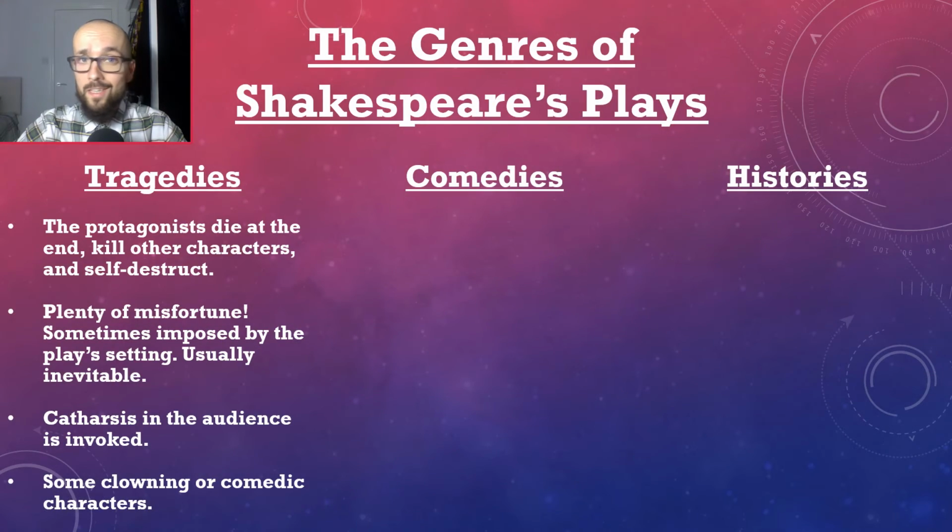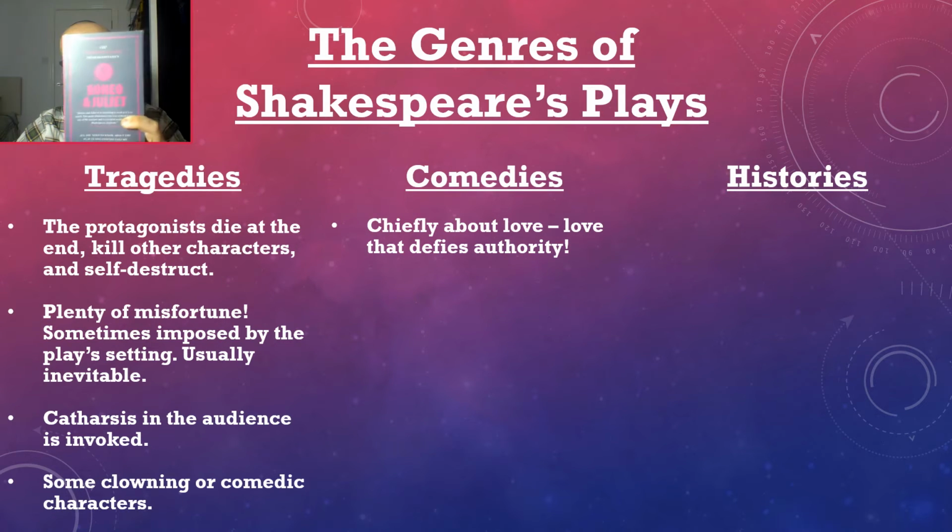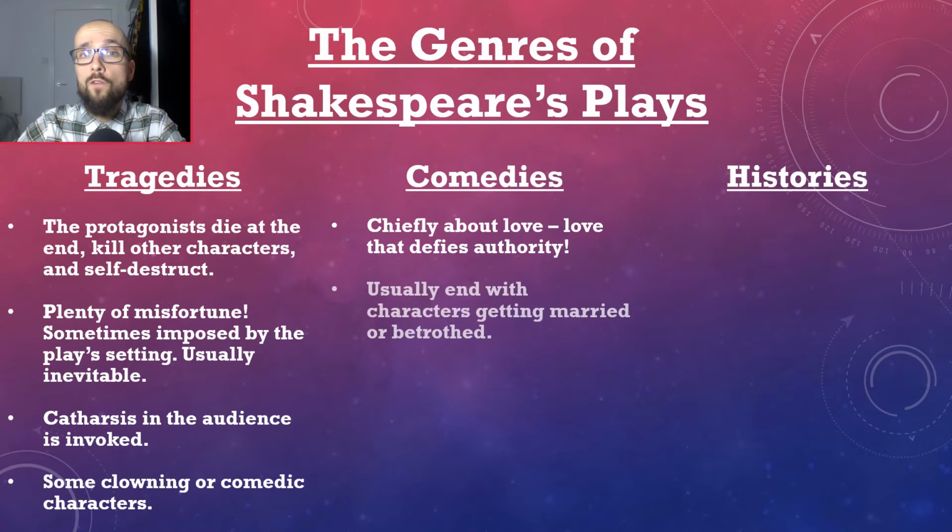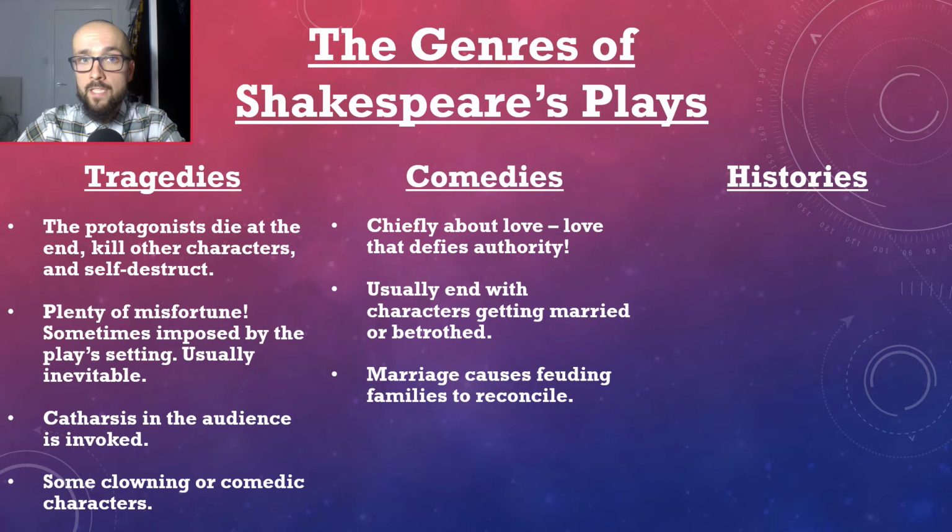Well, comedies are chiefly about love, but more specifically, notes Simon Palfrey in The Connell Guide to Shakespeare's Romeo and Juliet, they're about love that defies authority. Now, as part of this preoccupation with love, comedies often move toward marriage and usually end with characters getting married or, at the very least, getting betrothed. In fact, these marriages, Bert Cardullo points out, cause feuding families to put aside their differences and reconcile.